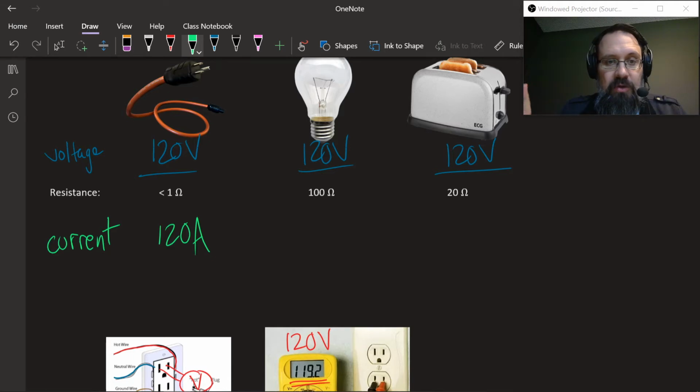Like it'd get so hot, there'd be so much current flowing through it that the wire would just melt. This is why you shouldn't put a paper clip into an electrical outlet, because it will fry it. They usually call that a short circuit.